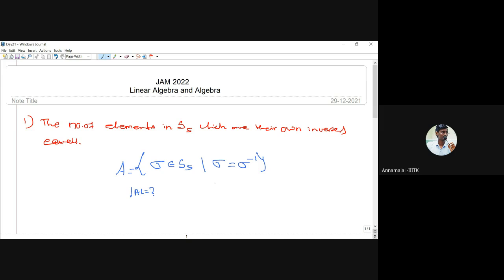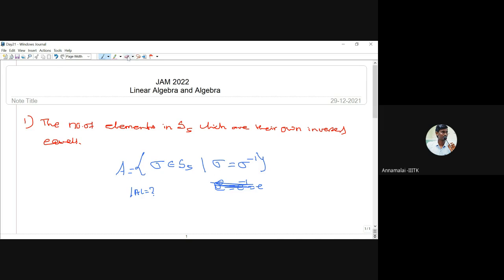Sometimes actually the identity permutation E always satisfies E equal to E inverse, because E inverse is nothing but E. So sometimes they ask what is the number of non-identity elements in the set. Carefully you have to understand the question. They are just asking the cardinality, or they are asking the number of non-identity elements. Therefore, you should not consider the identity element in the counting. Suppose they are just asking the number of elements which have their own inverse, then you have to include or count the identity element also.